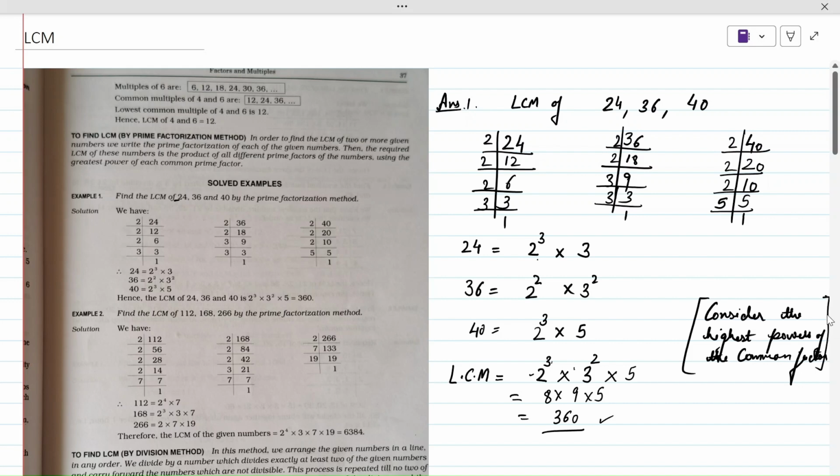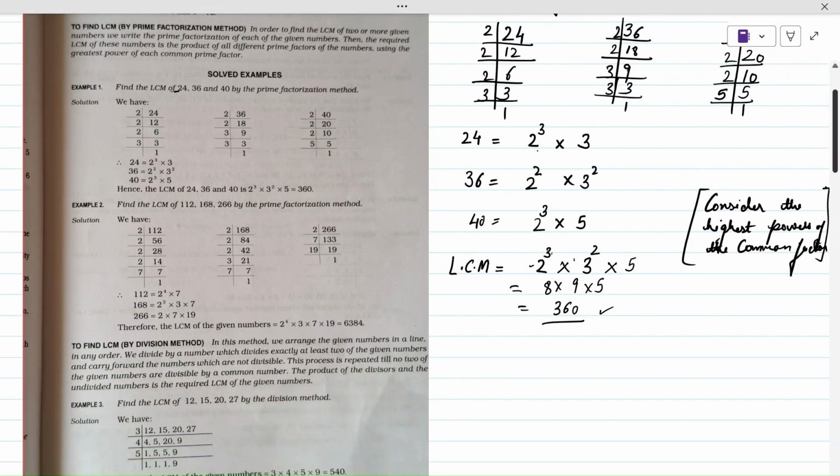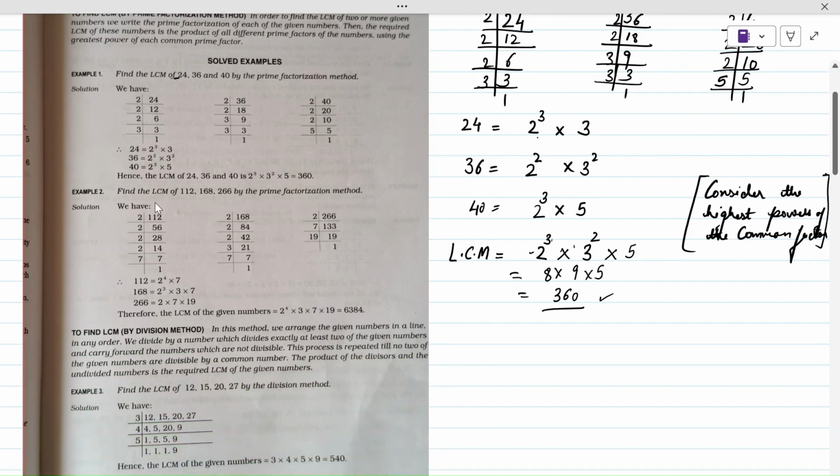Now, let us go through the next example in the book only. So what we have is, we have to find the LCM of 112, 168 and 266. So what we are going to do, we have to find their prime factors. This is 2 into 56 is 112, 2 into 28 is 56, 2 into 14 will give us 28, 2 into 7 is 14 and 7. So these are the prime factors of 112.